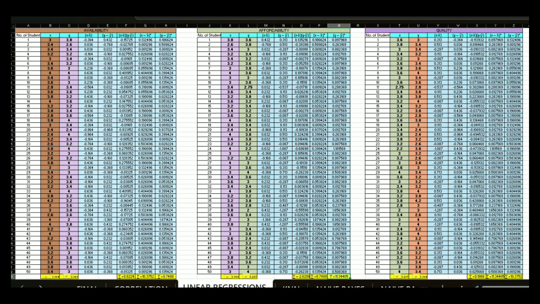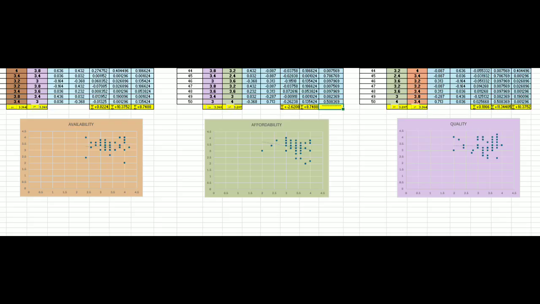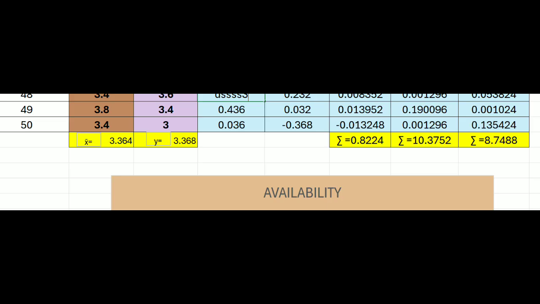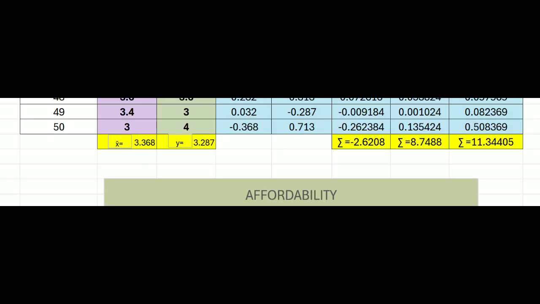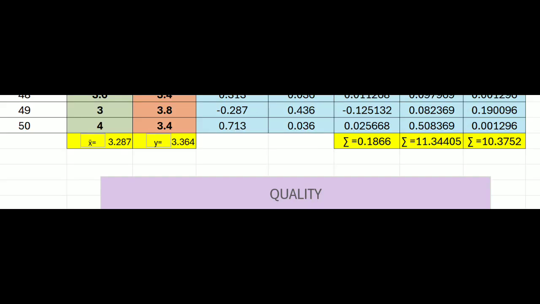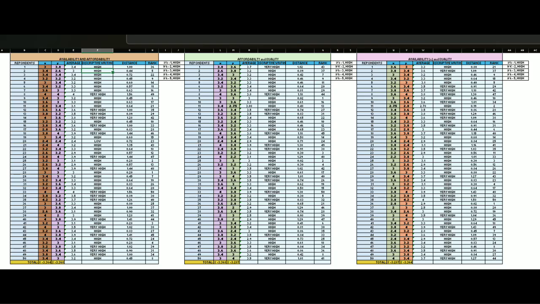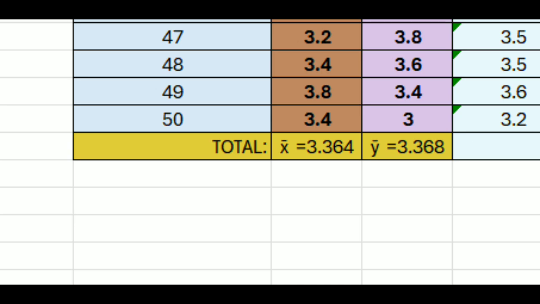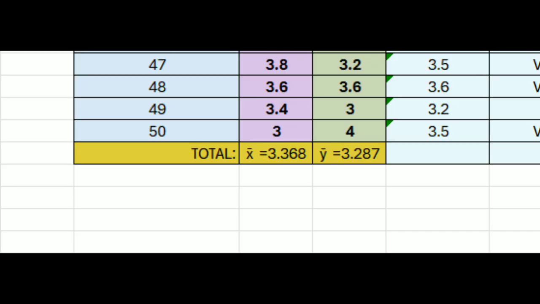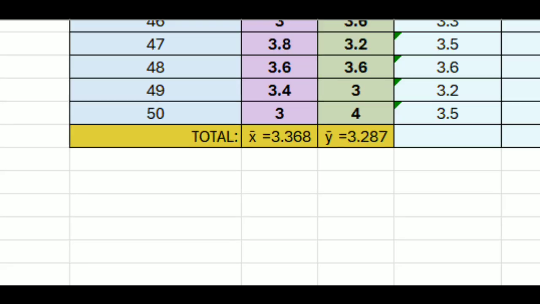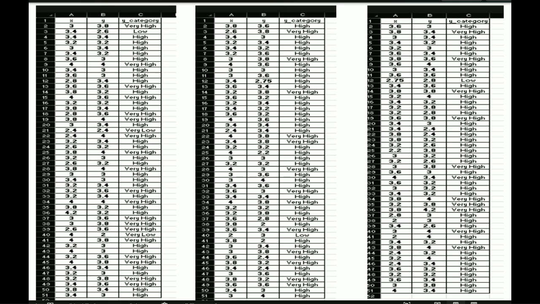For the linear regression, these are the tables, the results of the computation, and the graph of the 3 dimensions. For the KNN, these are the tables and computation and the result for every 3 dimension. And lastly, the naive Bayes, these are the tables and the computations of every 3 dimension.